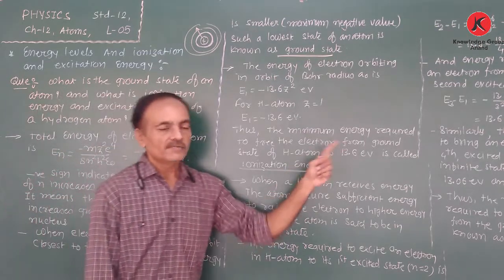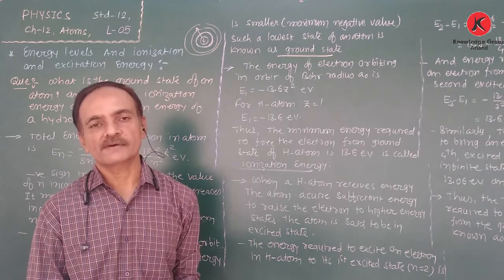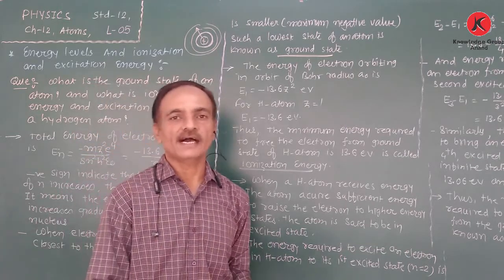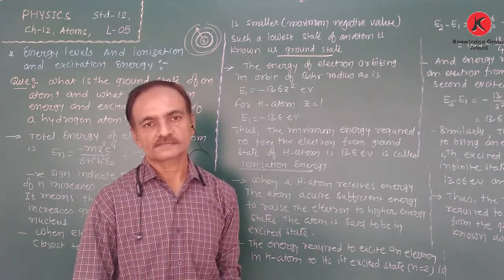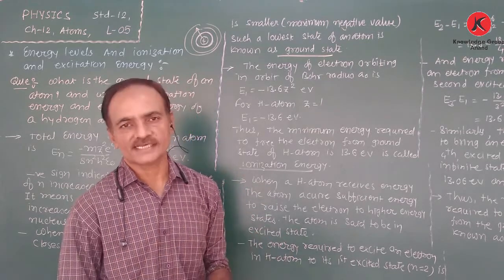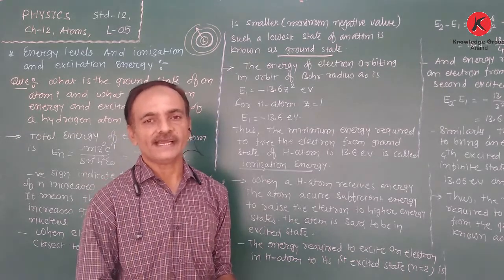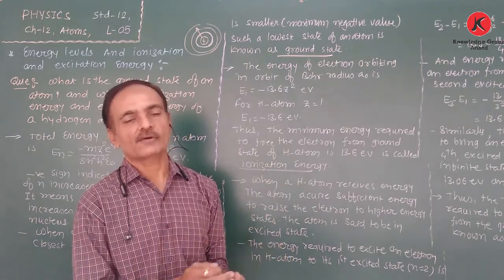Clear? Now we are going to discuss the excitation energy. For that purpose, how are electrons excited in an atom? When the electron gets energy due to some process, due to the increase in energy, the electron is excited and changes its state according to its energy.